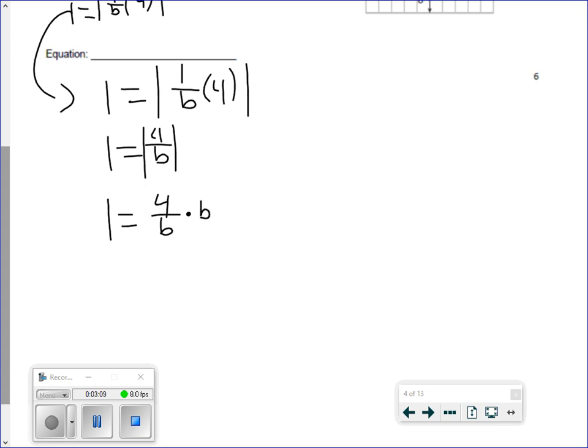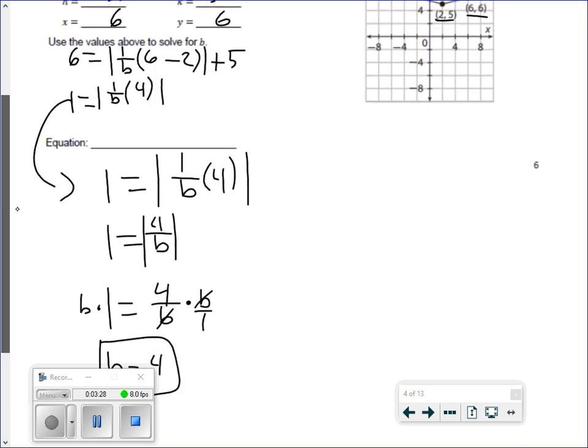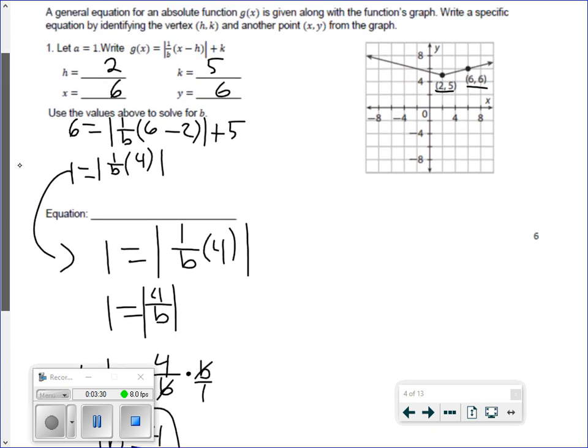And we're going to multiply by b on both sides, because when we do that, those b's cancel out, right? 4 over b times b over 1, those b's cancel out. And we're left with b equals 4 over 1, or really just 4. So that's our b value. And they're just asking us for the equation. So we're going to take that b and plug it back in.